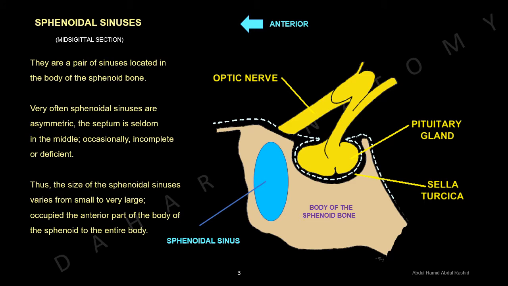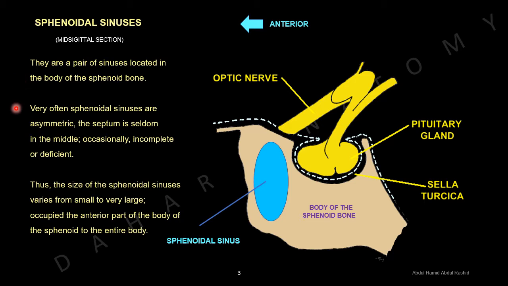Sphenoidal sinuses. This is the body of the sphenoid bone, mid-sagittal section. This is sella turcica, occupied by the pituitary gland. This is optic nerve. This is sphenoidal sinus. Sphenoidal sinuses are a pair of sinuses located in the body of the sphenoid bone.